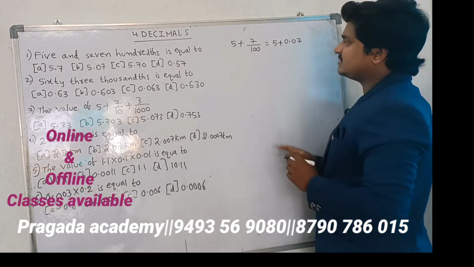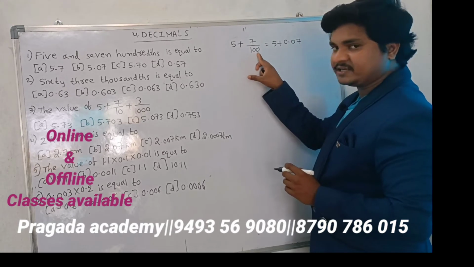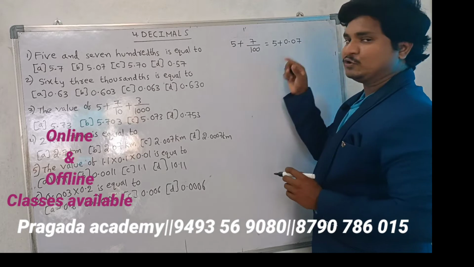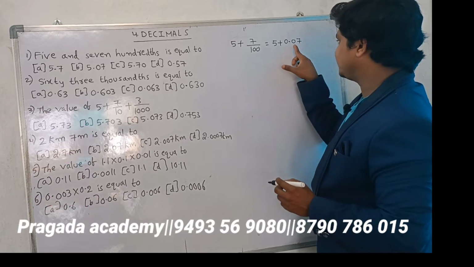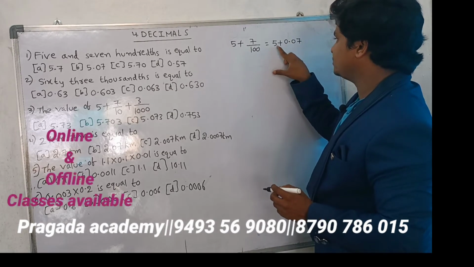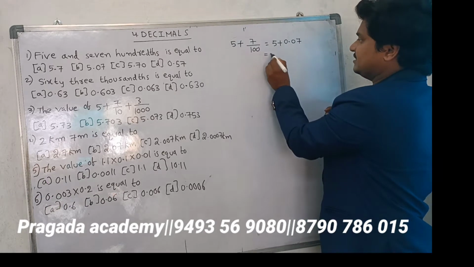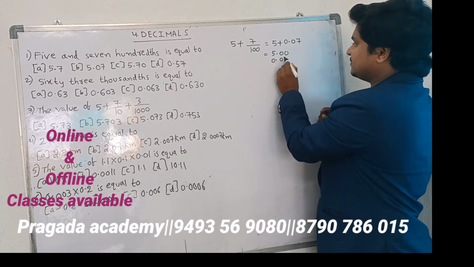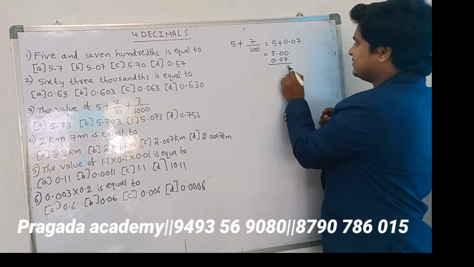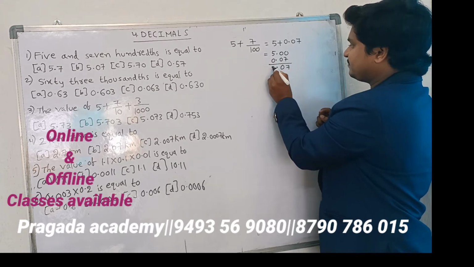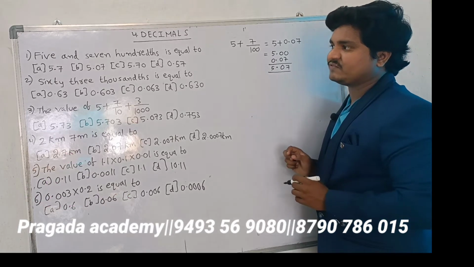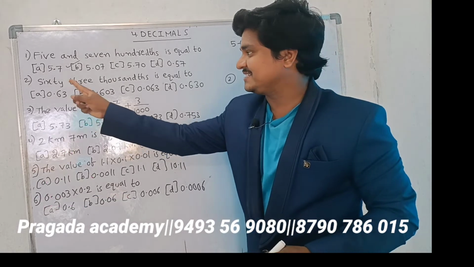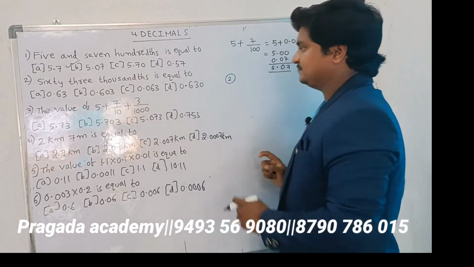0.07. Why? Because if you have two zeros in the denominator, you should take the decimal point after two digits. So we have 7, we don't have another digit, that's why you need to take the 0 and put the decimal point. So 5 plus 0.07 is nothing but 5, you can write as 5.00 and 0.07. If you add them, you will get 7, 0, decimal, 5 plus 0, 5. So 5.07 will be the answer. B option is correct.